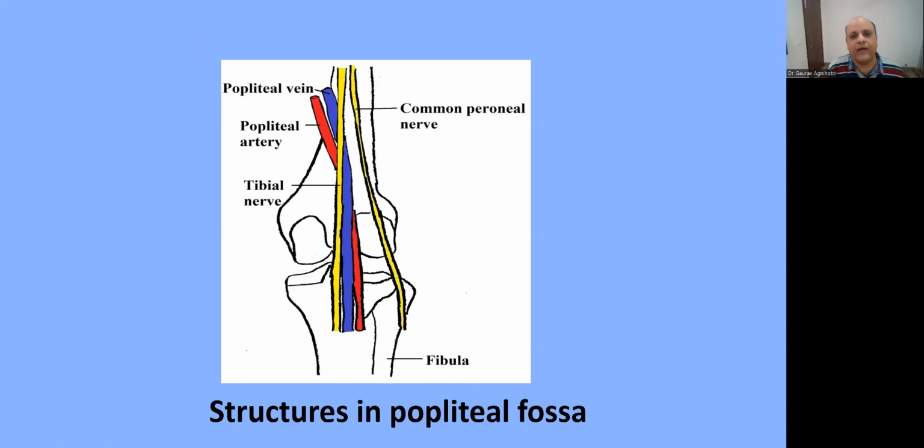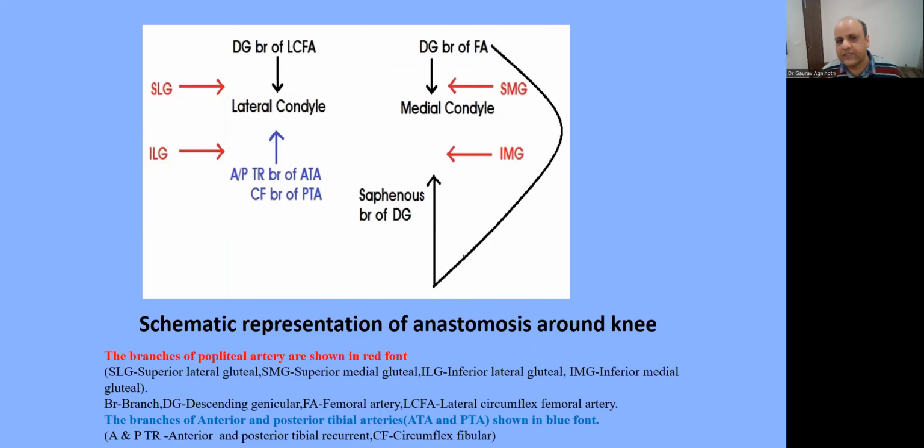So this popliteal artery, from where does it begin? This popliteal artery begins at the junction of middle and lower 1/3 of the thigh. So it begins from adductor hiatus, that is the opening in the adductor magnus. And this popliteal artery at the lower border of popliteus divides into anterior and posterior tibial arteries. And this popliteal artery is utilized for determining the blood pressure of the lower limb. Now, this is the schematic representation of anastomosis around the knee joint.